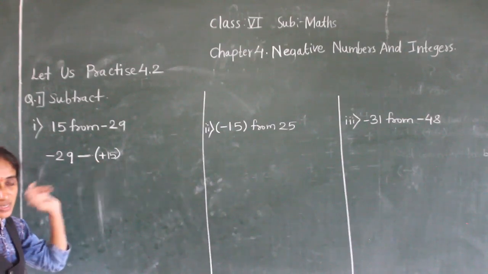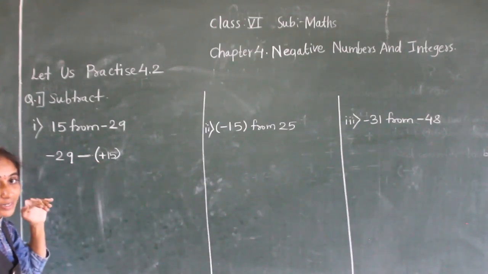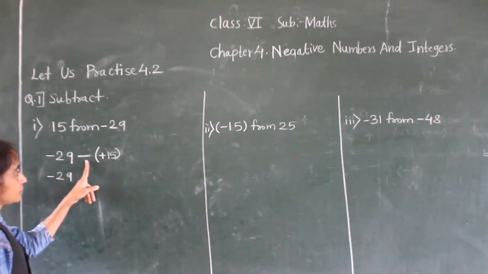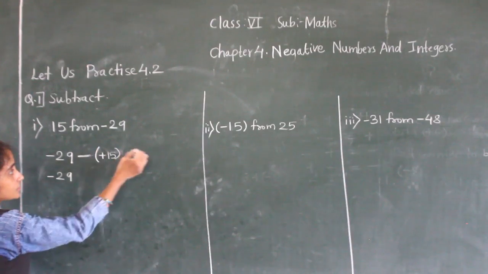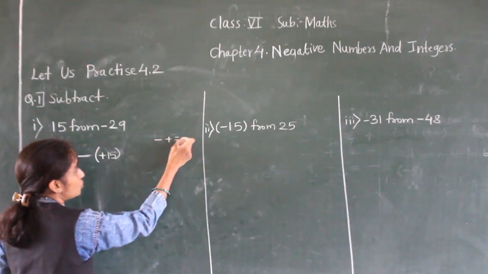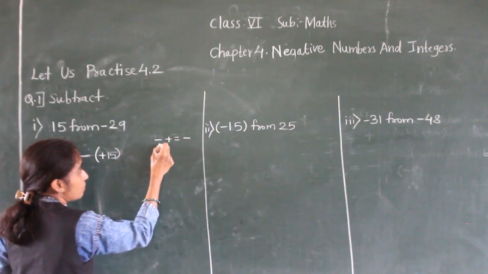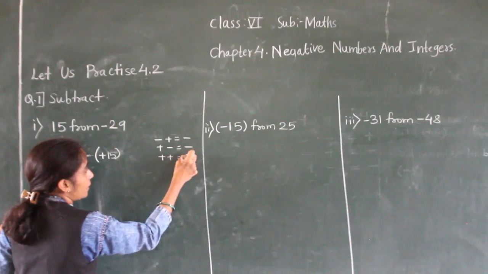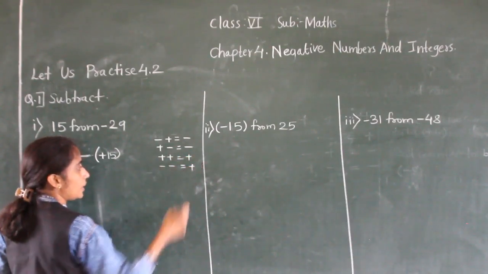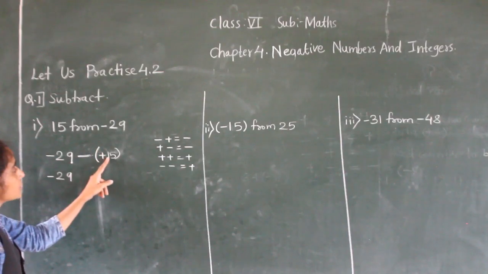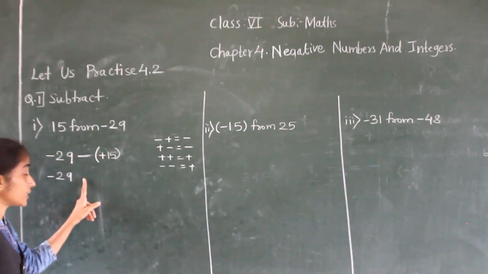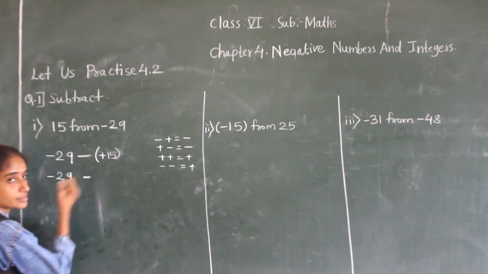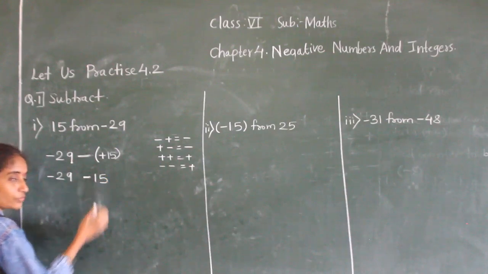Minus 29 will come first. So first what we are going to do, we are going to open the bracket. Okay. So minus 29, see here, minus plus. I have shown you this: minus plus minus, plus minus minus, plus plus plus, minus minus plus. So minus plus minus, when you open the bracket, that time we are going to change the sign also. Okay, so minus plus minus 15. Now we open the bracket.